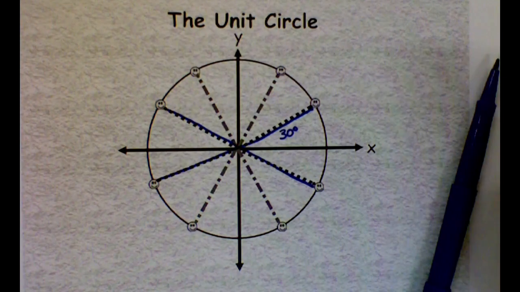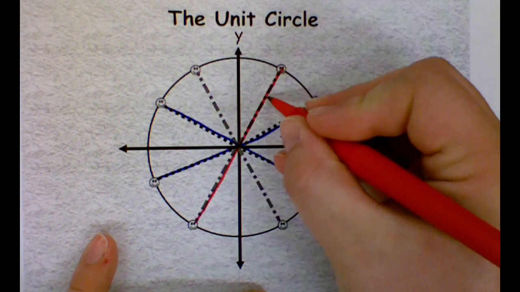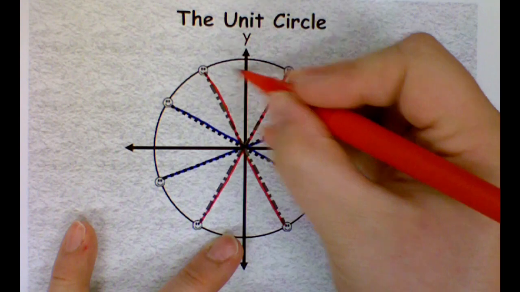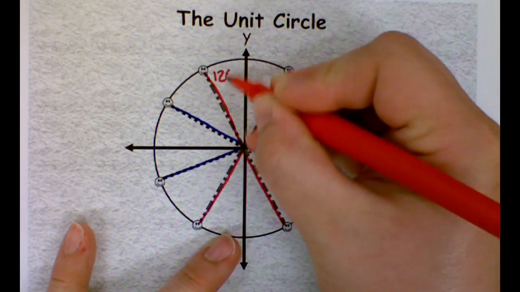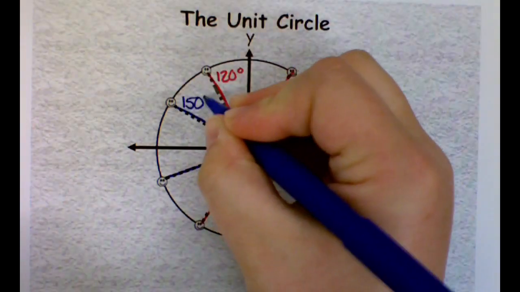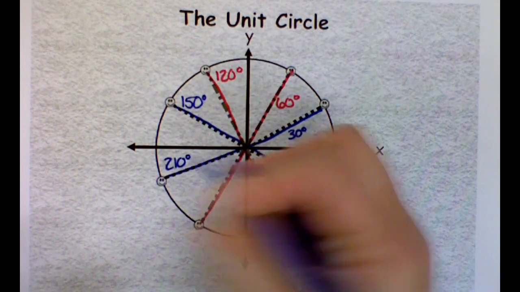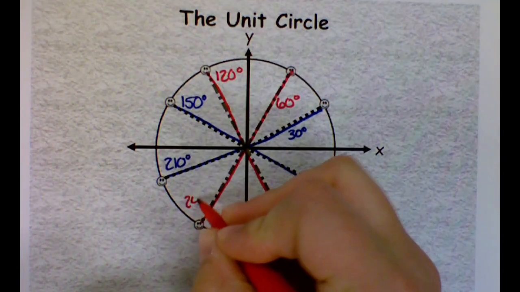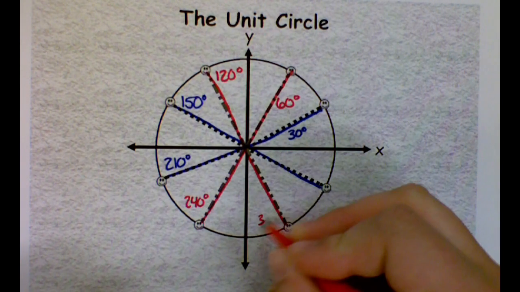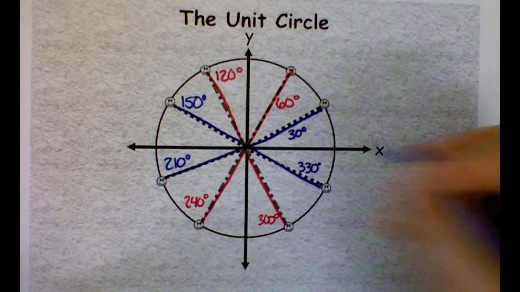And then, I'm going to switch colors here, keep it color-coded. The next one here would be 60 degrees. And then we hit 90. And then add 30, so I get 120 degrees. Another 30 takes me to 150. And then 180. And then 210. And then 240. 270. Add 30, I get 300. And then 330. And then I'm at 360 again.